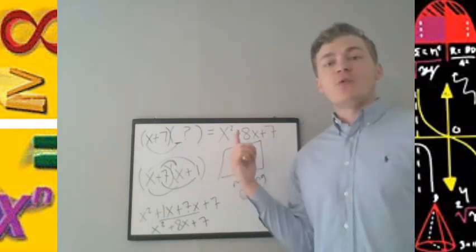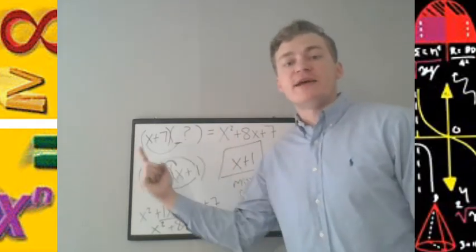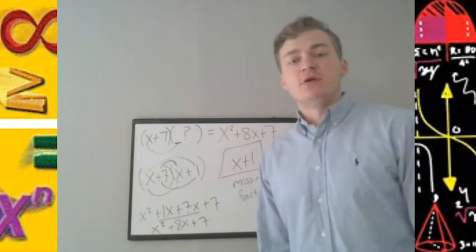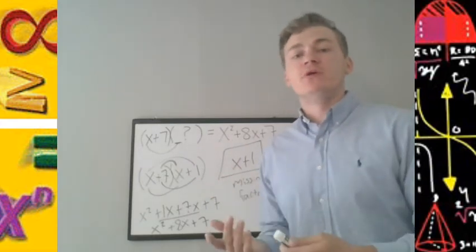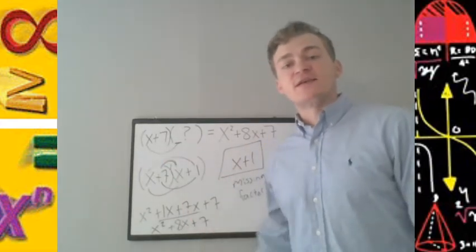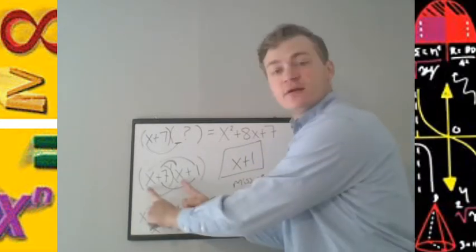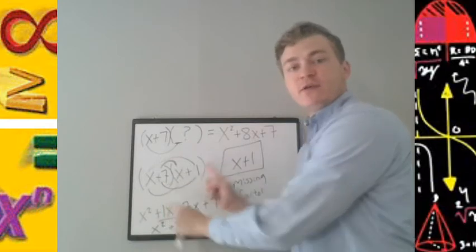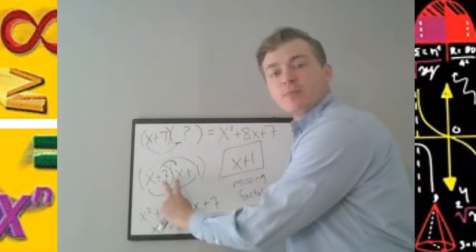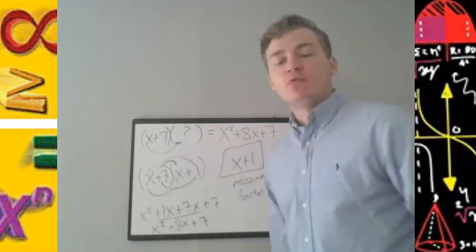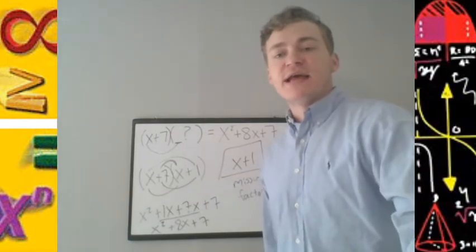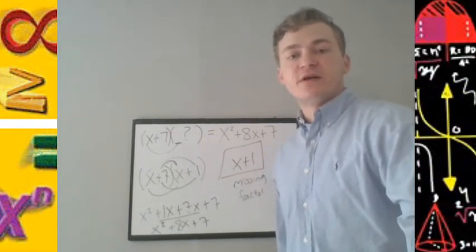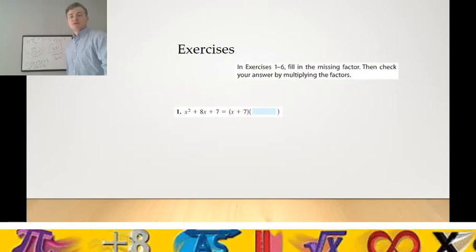In order to do so, we need to consider what will multiply the x plus 7 to give us our trinomial. Well, we want to think about another binomial that will multiply x plus 7, and that's x plus 1. Because we see here, once again, the product of x and x is x squared. The product of 7 and 1 is 7. Our inner product 7x and our outer product 1x will combine to give us 8x. So our missing factor here is x plus 1.